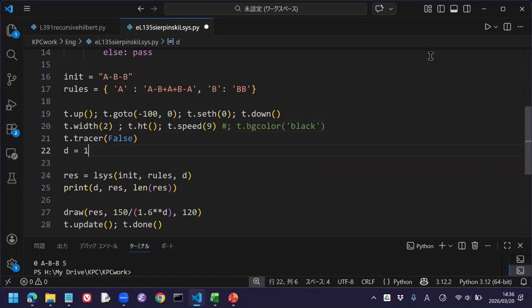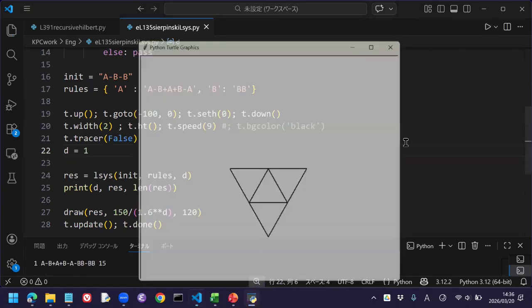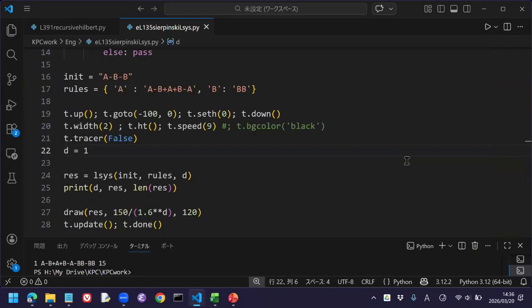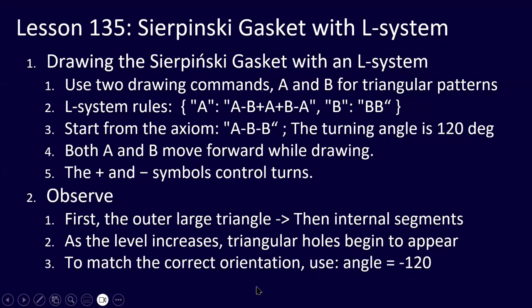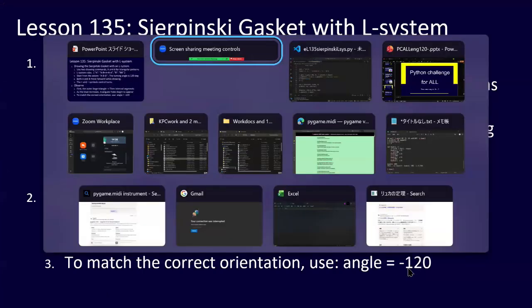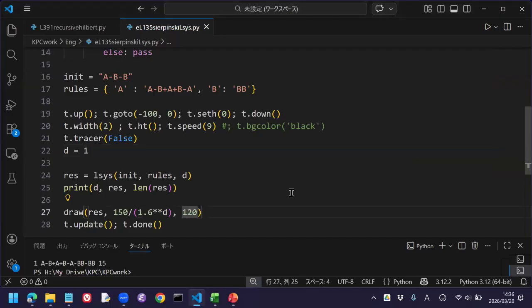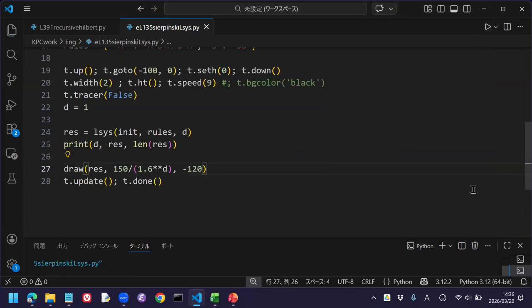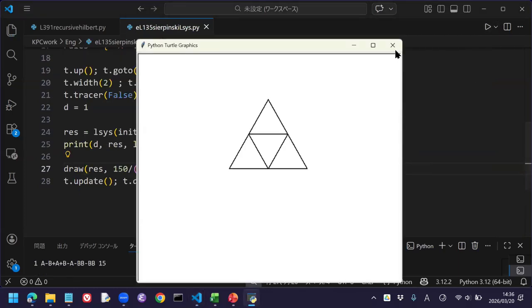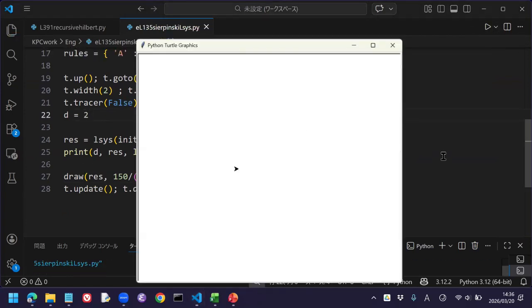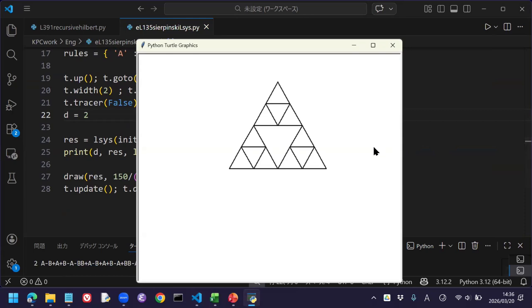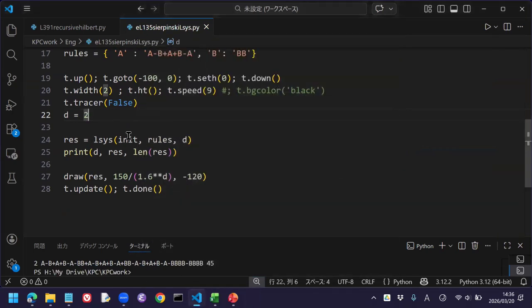It seems strange. Let's change it to 1. Anyway, we drew a regular triangle. Oh, good. It seems fine, but the problem is it's upside down. So instead of 120, let's use negative 120 and see how it looks. Good, it's really good. A good starting point. So d equals 2. Good, so we can do it.